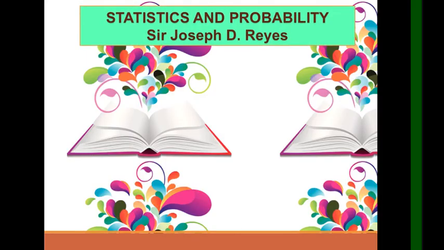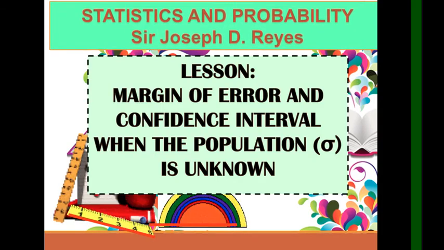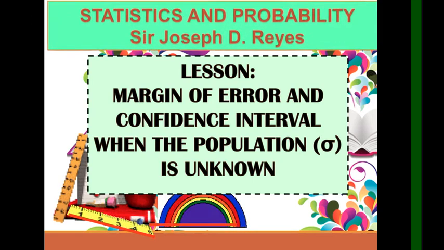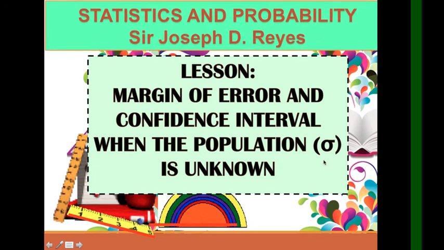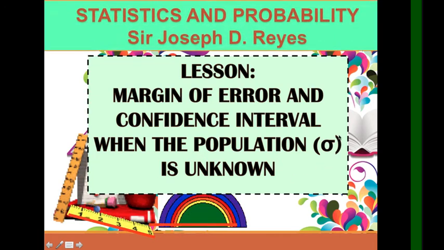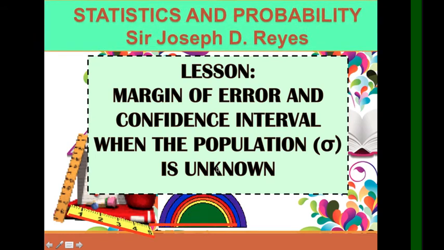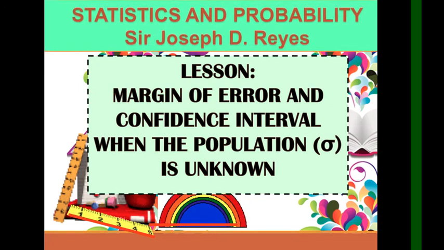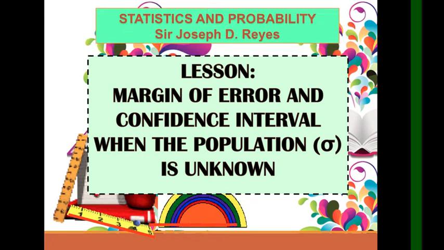Good day, everyone. Our lesson for today is all about margin of error and confidence interval when the population sigma is unknown. The population standard deviation is represented by sigma, this symbol. What we are going to solve now is when sigma is unknown. So what is the symbol that will represent this?